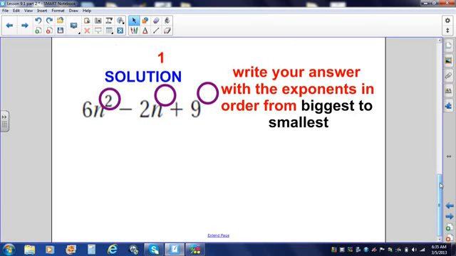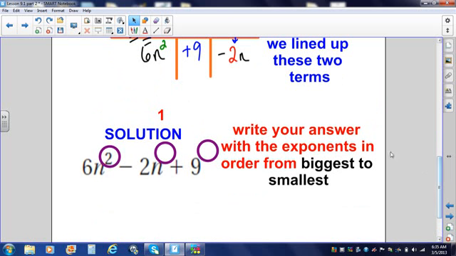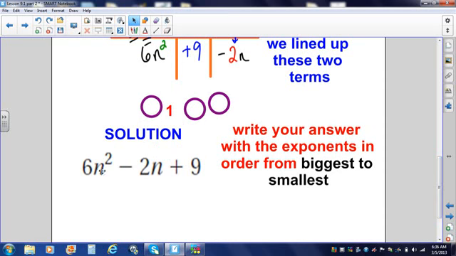The last thing I'm going to do is write my answer with the exponents in order from biggest to smallest. So I have an exponent of 2 here. This is an imaginary exponent of 1, so an exponent of 2, an exponent of 1, and this constant, there is no exponent right here. Remember, on the EOC, they're not going to put a little 1 here. You have to know that it's there. It is imaginary. So on the EOC, 6n squared minus 2n plus 9 would be your answer for this polynomial.